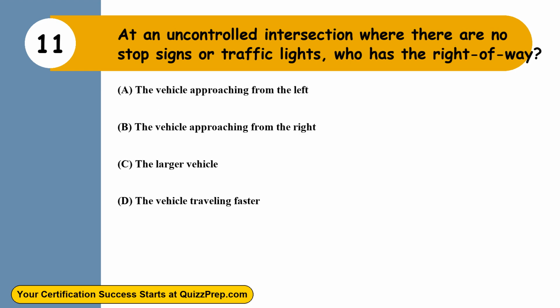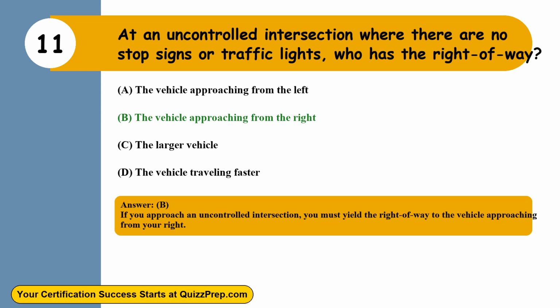At an uncontrolled intersection where there are no stop signs or traffic lights, who has the right-of-way? Option A. The vehicle approaching from the left. Option B. The vehicle approaching from the right. Option C. The larger vehicle. Option D. The vehicle traveling faster. The correct answer is option B. The vehicle approaching from the right. If you approach an uncontrolled intersection, you must yield the right-of-way to the vehicle approaching from your right.